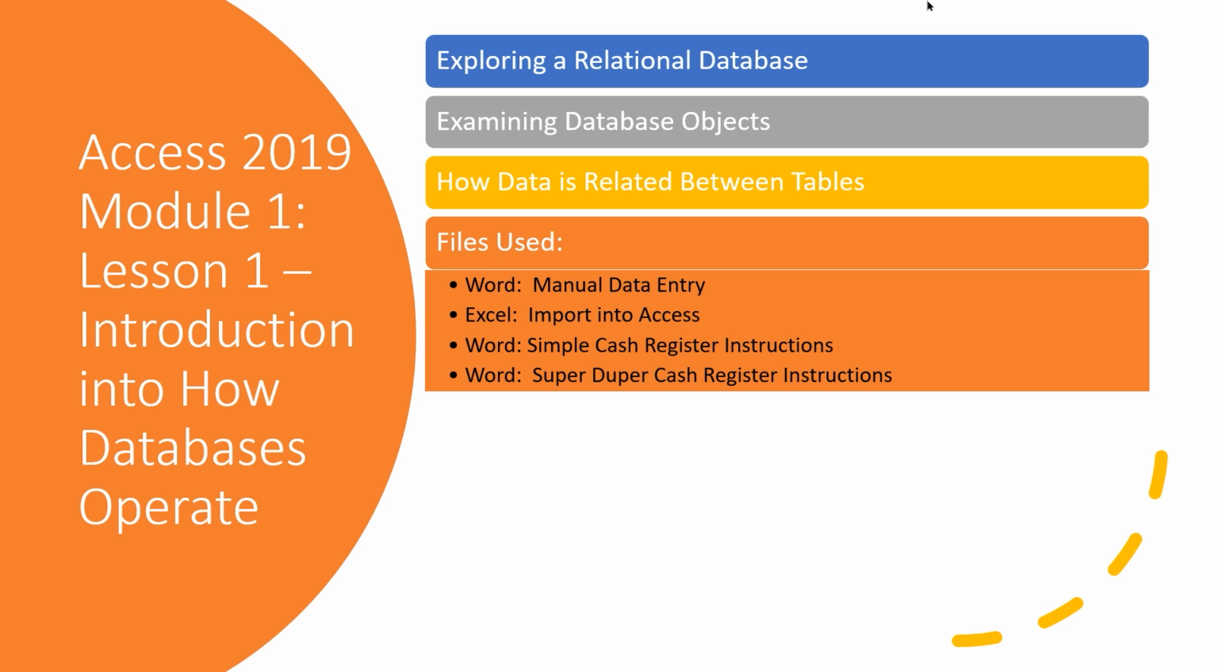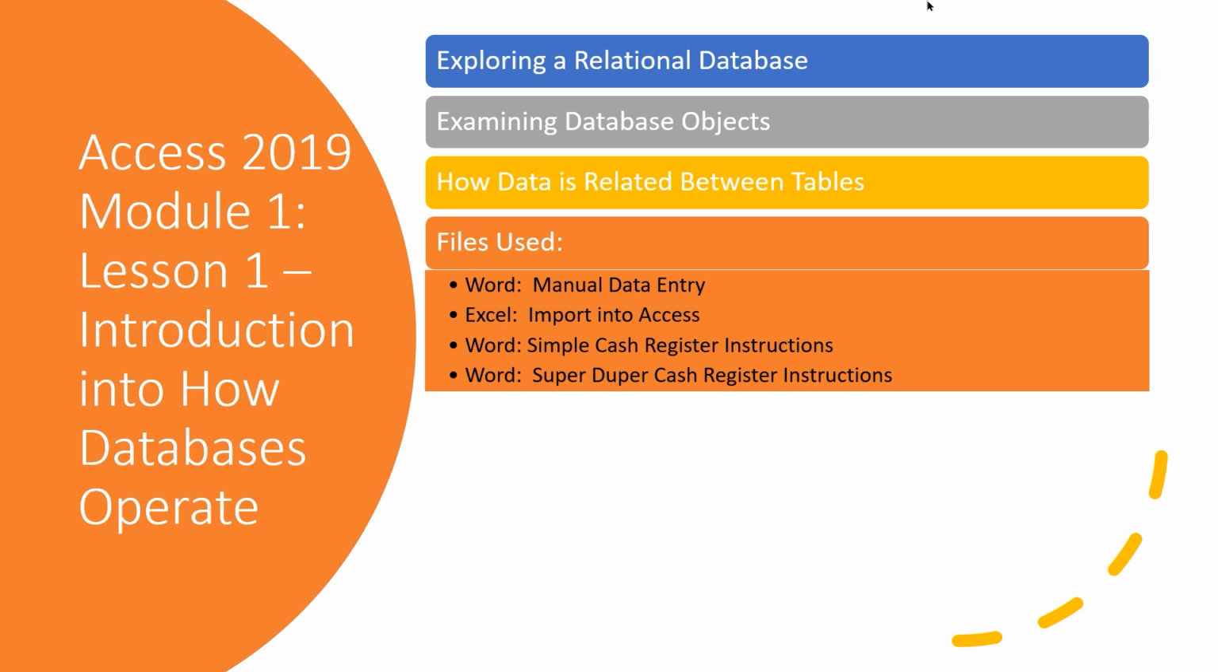Module 1, Lesson 1, is an introduction into how databases operate. We'll get started by exploring a relational database that you will upload into Access once we get into the application. We'll go over the components of a database known as the database objects, and begin to explore how data is related between tables. We're going to use several files in this module. They can be found in the video description below. The files are listed on the slide. Feel free again to pause the video, go ahead and grab those files and put them in a folder on your desktop.